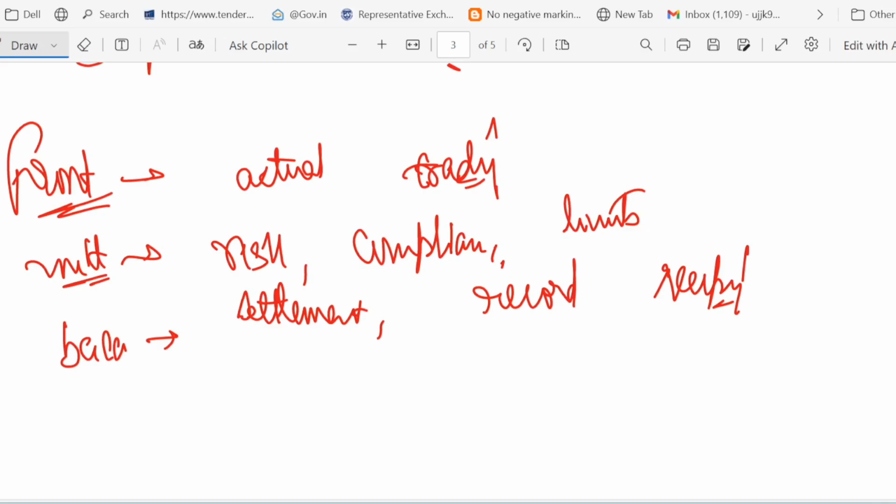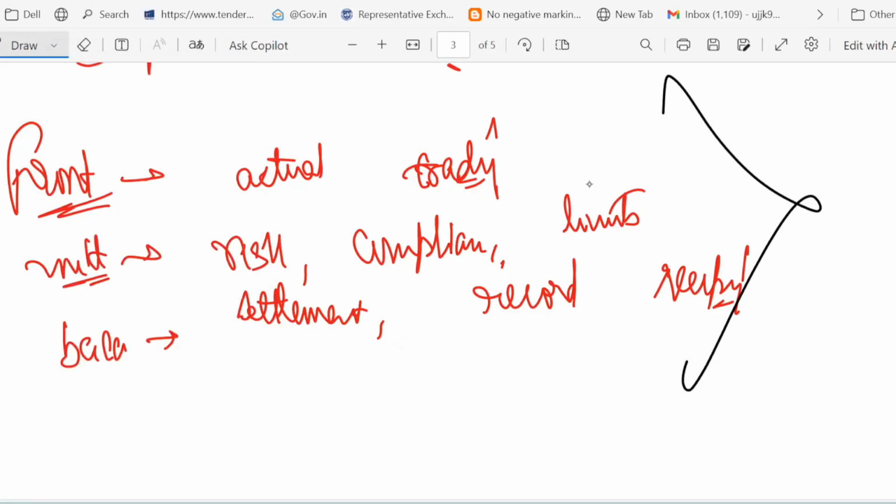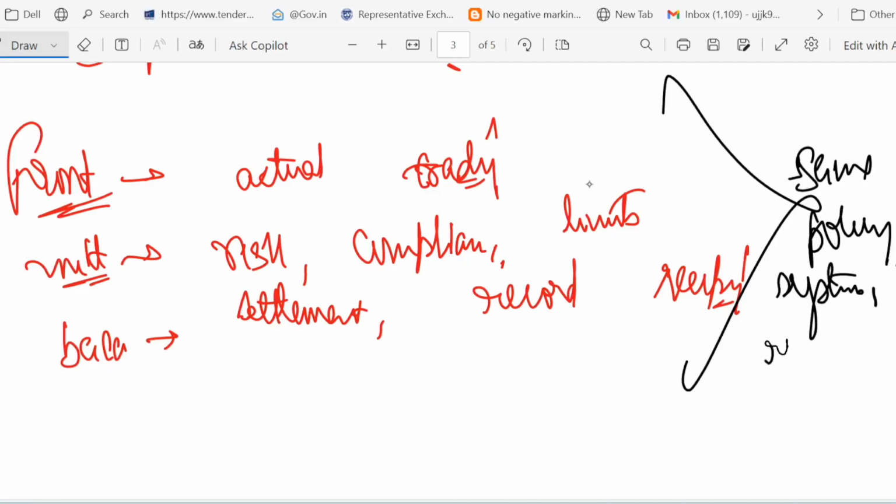So front office is actual trading, mid office is risk, compliance and limits, and back office deals with settlement and record keeping. Whenever a bank follows vertical integration, these three parts use the same policy, the same technology system, and the same reporting structure. That's the peculiarity. I hope it is clear.